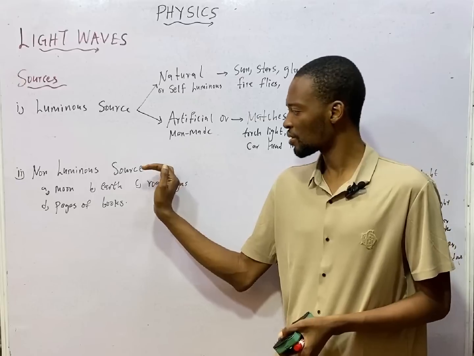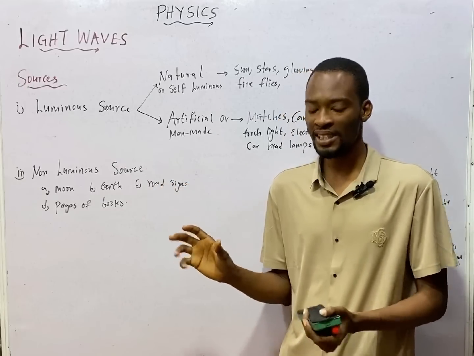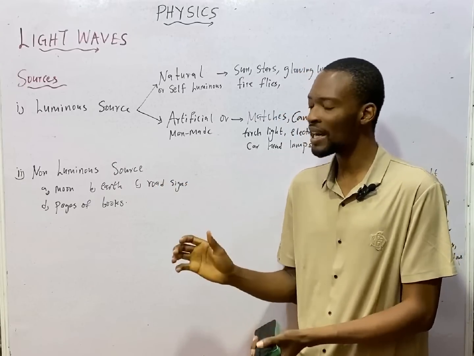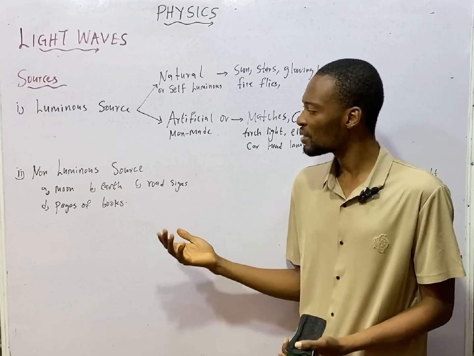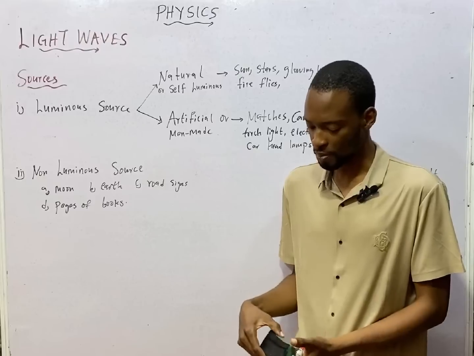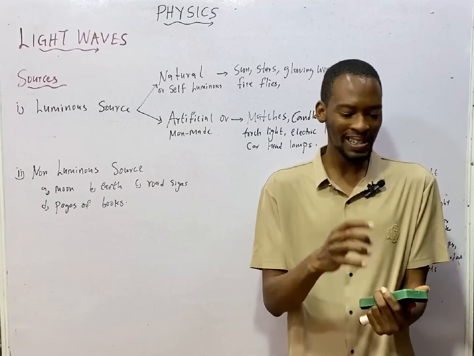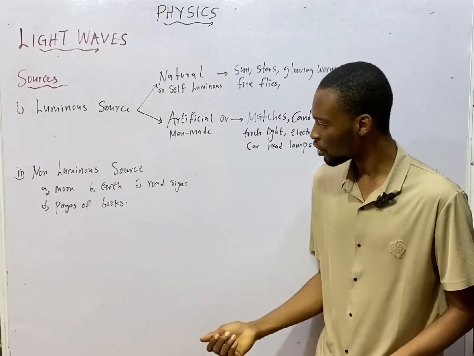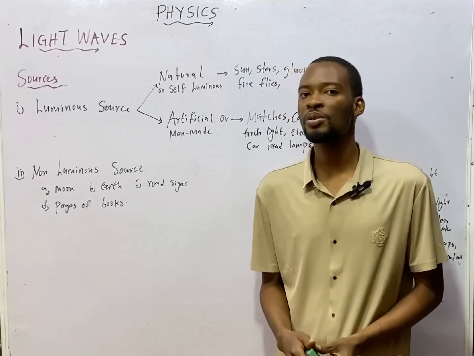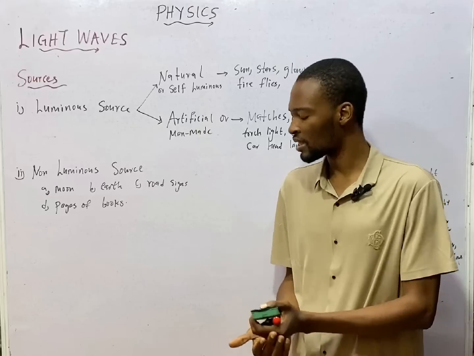Now, non-luminous sources don't produce light. The light or reflection you get from them is from other light. Light shines on them and they reflect that light, or we see them based on light shining on them. If you are reading a book, you are able to see that book becoming bright or clear based on light falling on it. So non-luminous sources of light don't produce their own light.